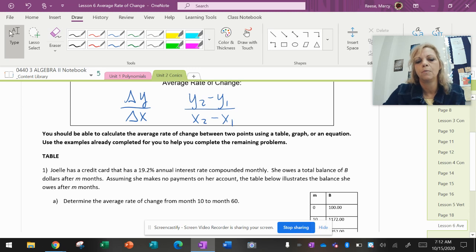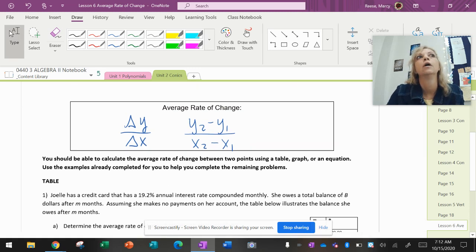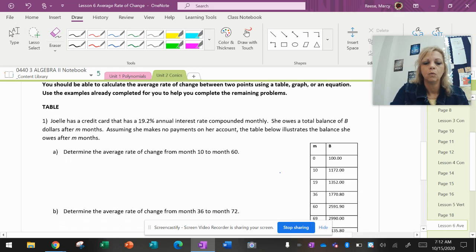Well, let me go back for a second though. Average rate of change you've done since like middle school. You were introduced to it, and it's a strand that goes through every year from algebra, geometry through algebra 2, and they always have a question on it on the Regents exam. They want to make sure that you really understand it, especially in context. So we're going to do this problem.